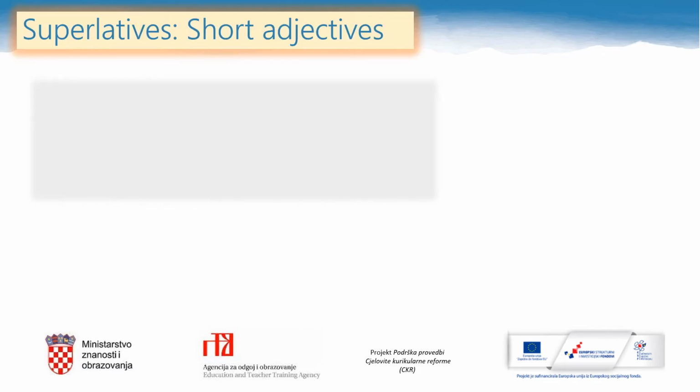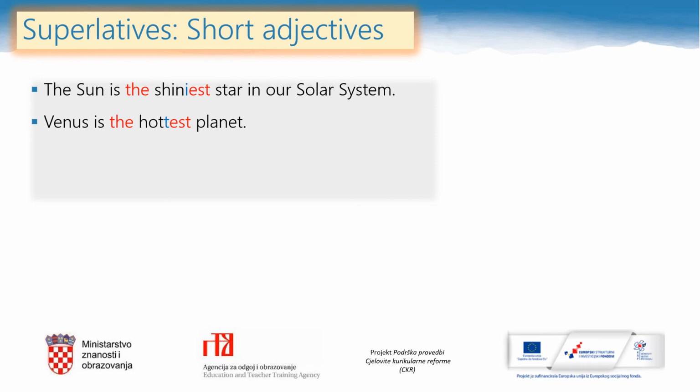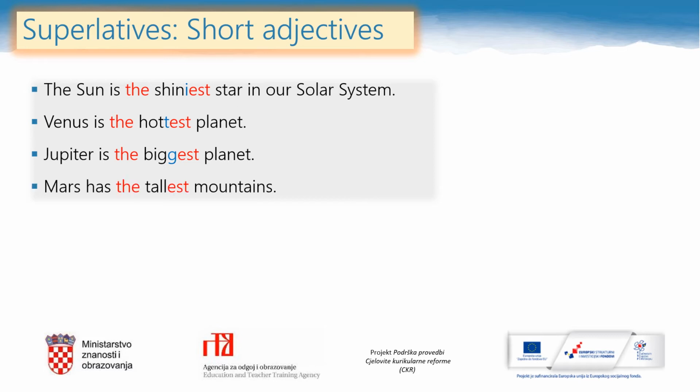I hope that you have enjoyed the game. Now, I want you to take one more look at sentences we mentioned earlier today. The sun is the shiniest star in our solar system. Venus is the hottest planet. Jupiter is the biggest planet. And Mars has the tallest mountains.